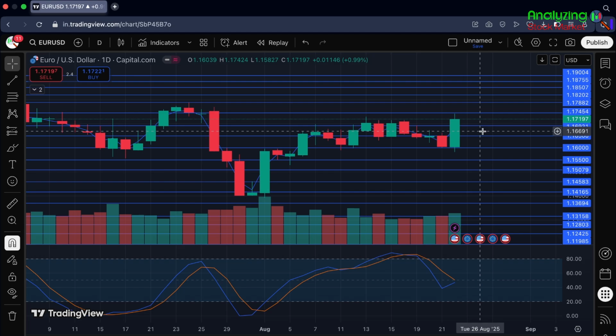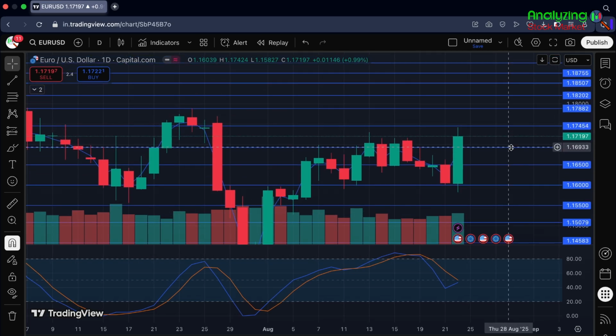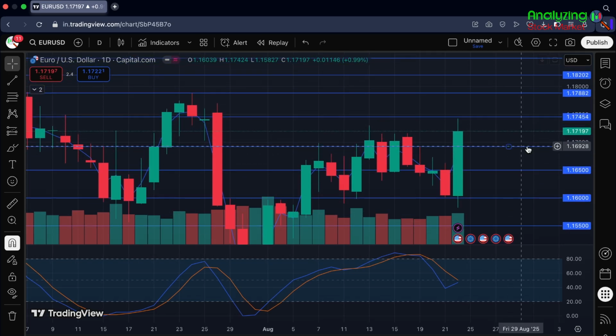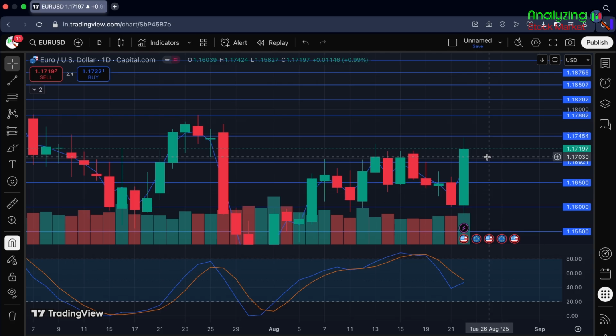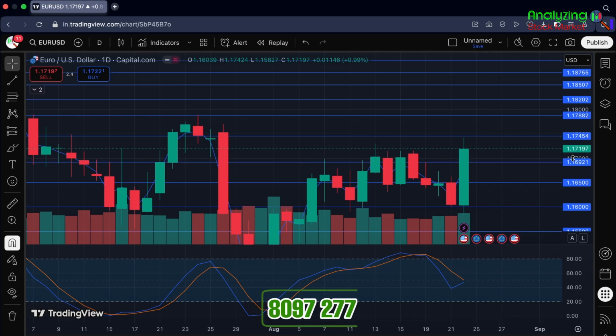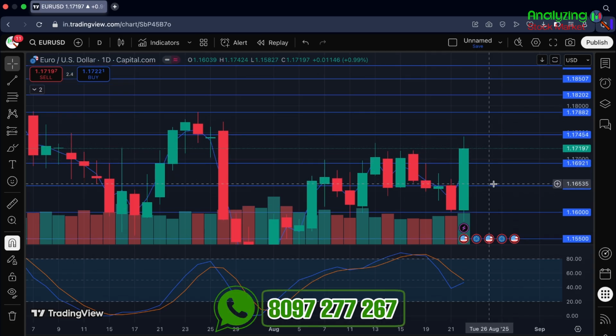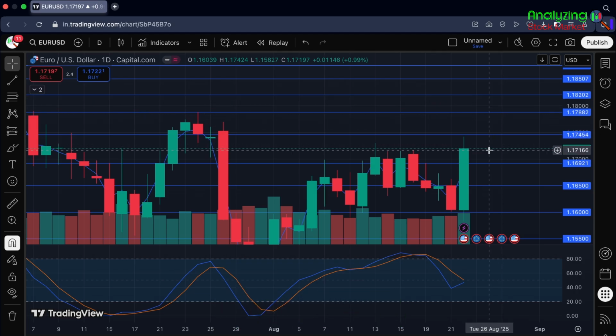Here we can see the levels are already marked, so we don't need to mark any levels. We just talk directly about our closing. On Friday we can see a closing of 1.17197. Here the direct support is 1.16921, and the direct resistance is 1.17454. After the direct support there is a support of 1.16500 and then 1.16000. After the direct resistance there is a resistance of 1.17882 and then 1.18202. So these are two important support and resistance zones which will help you take better SL and targets according to your bias.